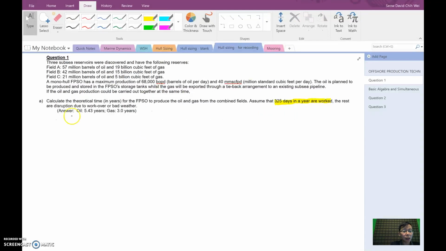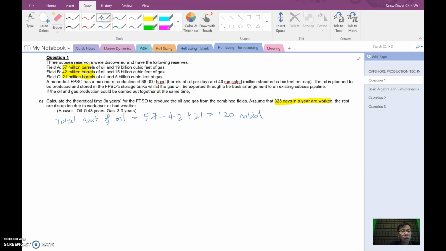So the total amount of oil would then be 57 million plus 42 plus 21, and that gives me 120 million barrels of oil. So where do we get 57 plus 42 plus 21? I'm sure you guys have seen it. It's from the data over here, right?